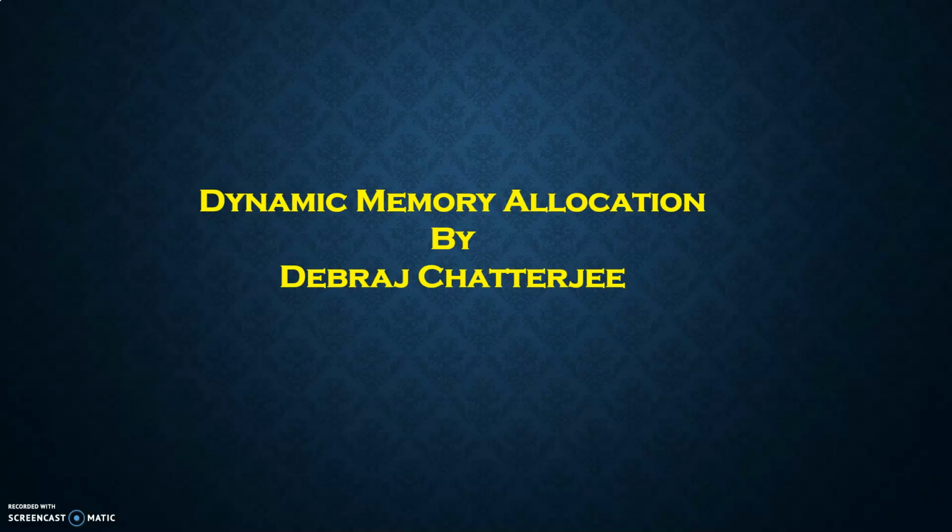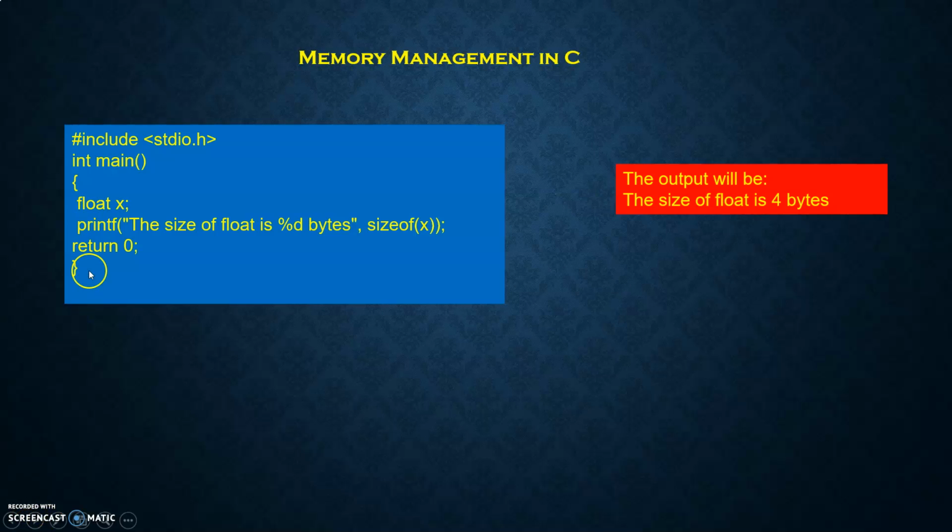Take an example of a memory management system. I have given an example: int main, float x, printf "the size of float is %d", sizeof(x). Here I have given %d, that means whatever we are going for, float x or anything, I am checking the size of it. So sizeof x is 4 bytes, so the output is 4 bytes. That means it takes 4 bytes inside the memory location.